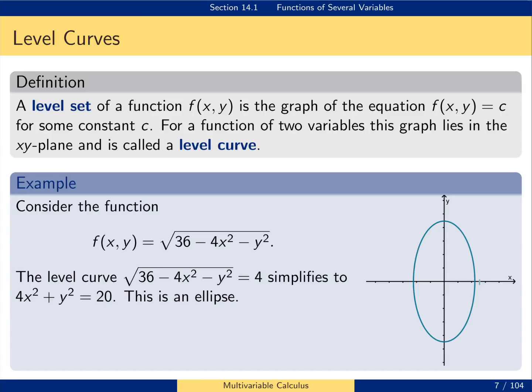The level set of a function f of x, y is the graph of the equation f of x, y equals c for some c, a constant. For a function of 2 variables, this graph lies in the xy plane and is called a level curve.